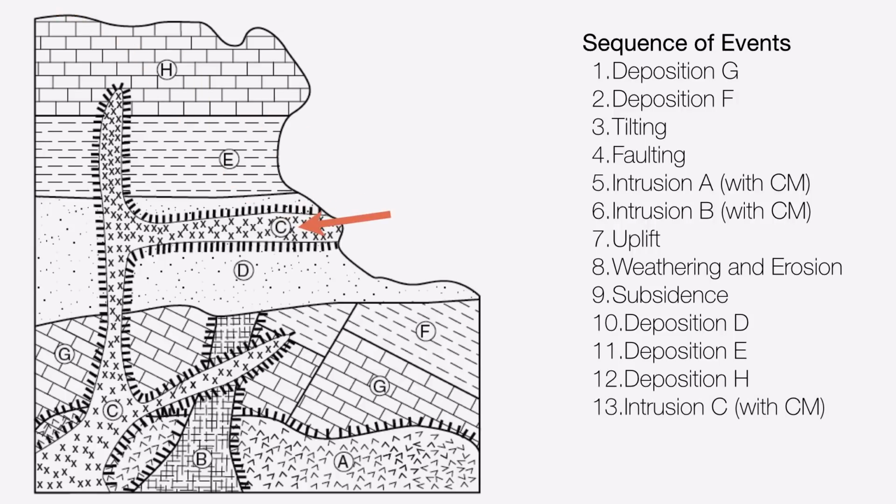So let's go with intrusion C and contact metamorphism. And then the final thing was that all of this was uplifted out of the water where weathering and erosion took place. I know that that weathering and erosion was last because if you look at intrusion C, part of it has been eroded. That's a pretty tricky sequence. But again, if we follow our rules of relative dating, then it's not too hard to figure out.